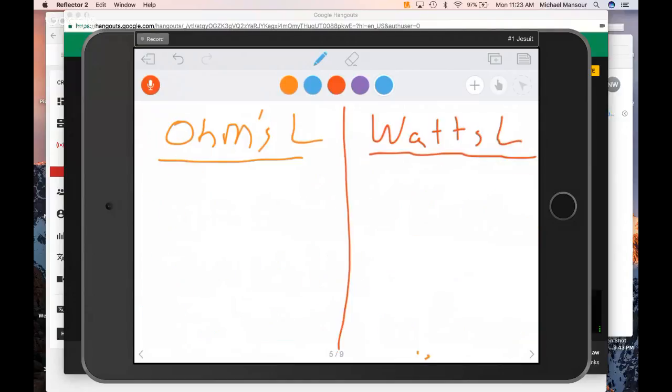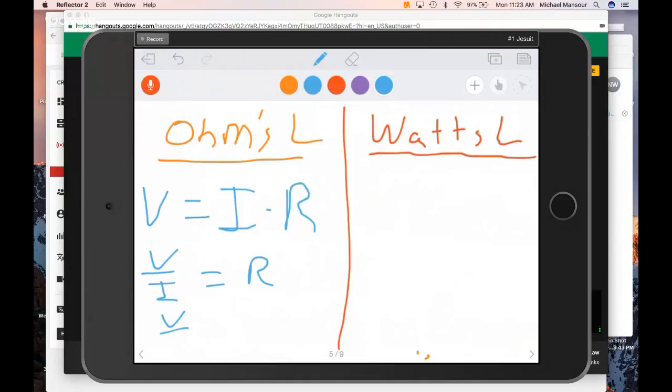So what are the two equations that we have? Well, we have Ohm's law. Ohm's law can be written as V equals I, amps, times R, resistance. It can also be written as V divided by I equals R. Or thirdly, it can be written as V over R equals I.